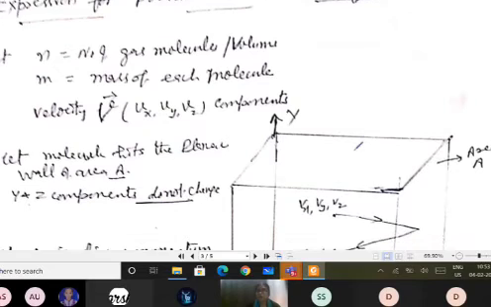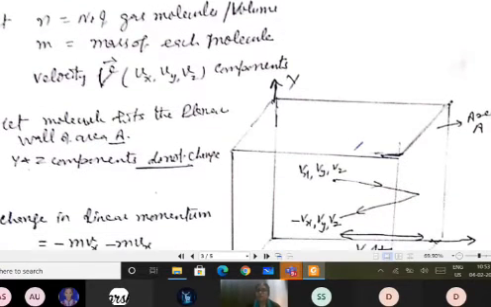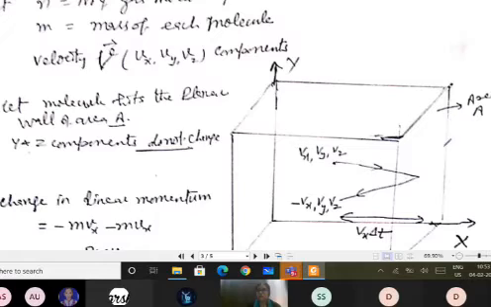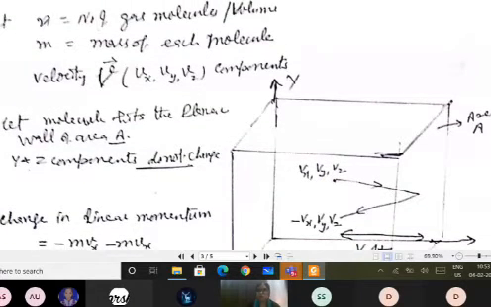So we are making certain assumptions. We are taking a container, rectangular, or I can say a cuboid, or a rectangular box we have taken. In that box we have n number of gas molecules. We are assuming that small n is the number of gas molecules per unit volume. So for unit volume, small n is the number of gas molecules. And we are assuming, let small m be the mass of each molecule.